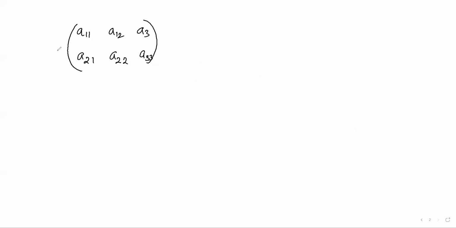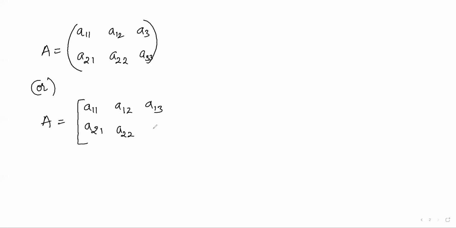We represent matrices with capital letters, matrix A. Another way we write matrix A is in square brackets. That is, I wrote A11, A12, A13, and A21, A22, A23. Right? Like this we write. This is square brackets. And we represent it with capital letters.